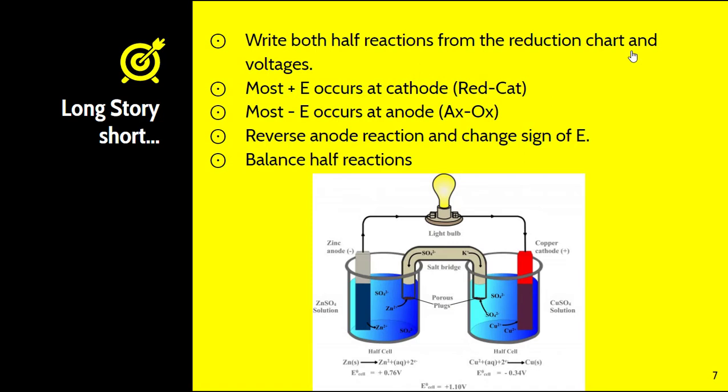So long story short, how do we go through and figure all of this out? We write the half reactions from the reduction chart and the voltages. Remember that the most positive E occurs at the cathode and the most negative E occurs at the anode. Remember that you reverse the anode reaction and change the sign of E. You balance the half reactions and then do your calculation. It's pretty straightforward, but let's do one practice problem together.